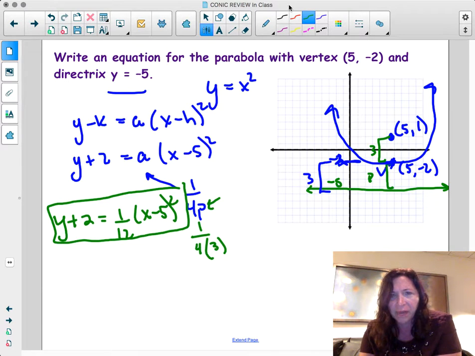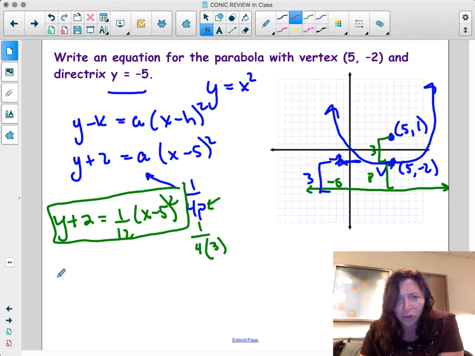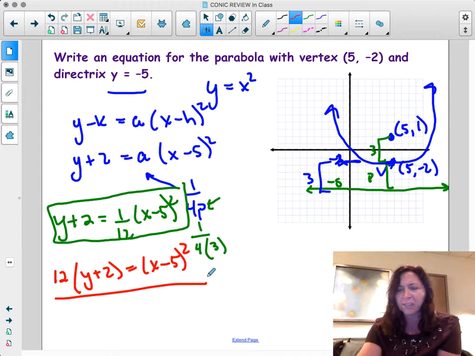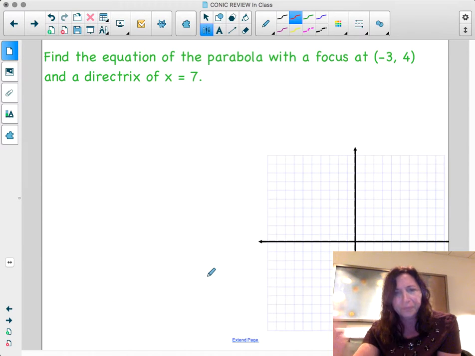Keep in mind that if you did write it the other way, you could write this as 12 times the quantity y plus 2 equals the quantity x minus 5 squared. So like I said, a lot of people write it that way. It's just a preference, whatever you prefer.